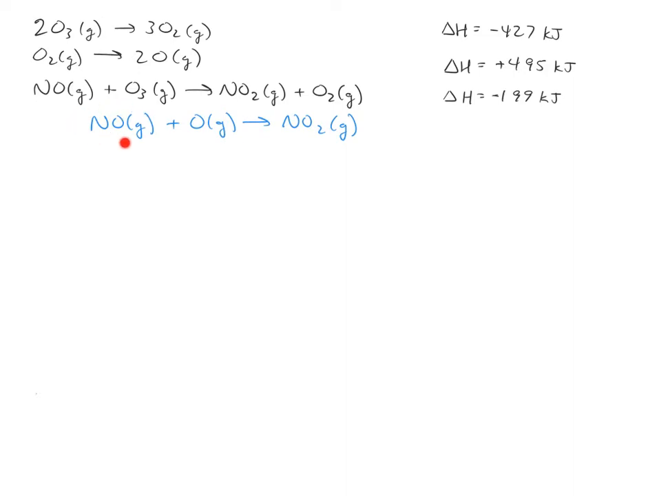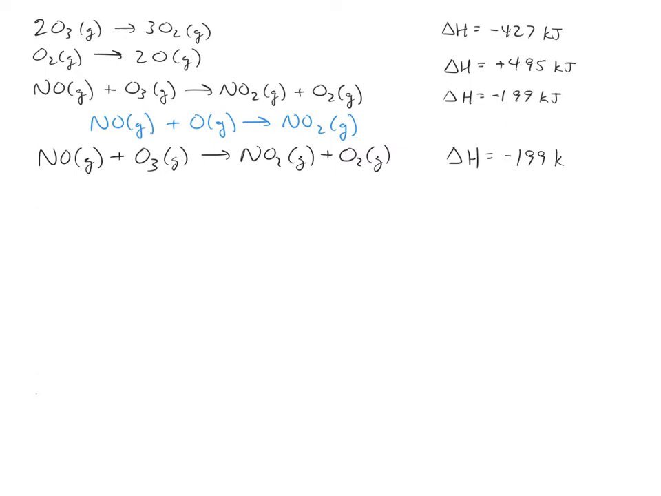So doing everything like we just did, I know I need an NO gas as a reactant, and I know I need one of them as a reactant. And I have one of them as a reactant in this third reaction. So I'm going to leave it alone because it's exactly what I need. So I have NO gas plus O3 gas makes NO2 gas and O2 gas. And since I left it alone, I'm going to leave its delta H alone, so negative 199 kilojoules.